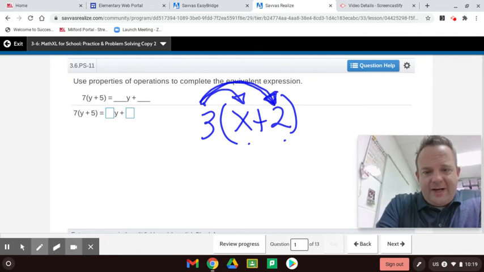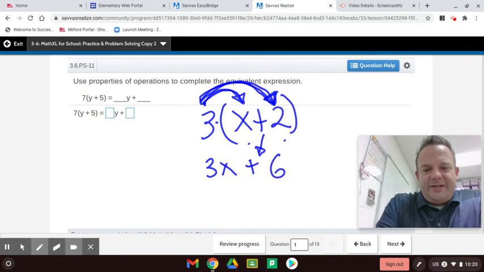So when it's right next here, that means multiply 3x, so 3 times x plus, see where I got that plus sign from? 3 times 2, which is 6. So this right here is equal to that.